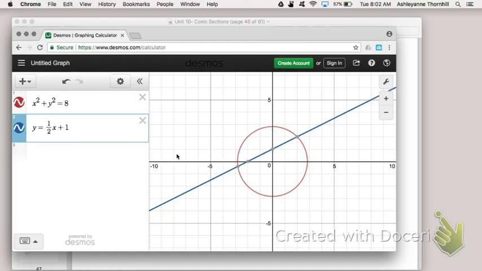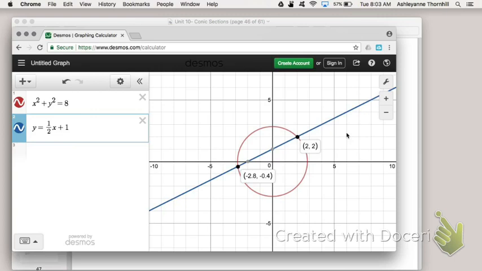So here we have a circle and a line. The circle is x squared plus y squared equals 8, and the line is 1/2 x plus 1. And so how many points of intersection do I have? 2. Here and here. Now, one of them looks like an easy ordered pair. That would be 2, 2. The other one is the ugly one at -2.8, -0.4. So if you want to write those intersection points down, you can. We're not going to solve it algebraically because of the decimals.